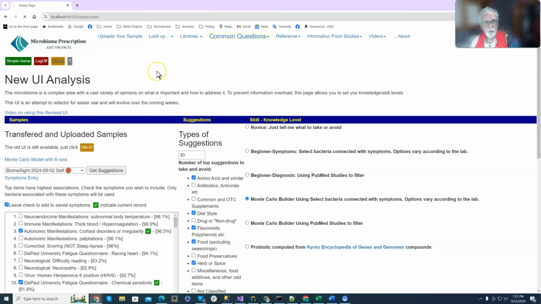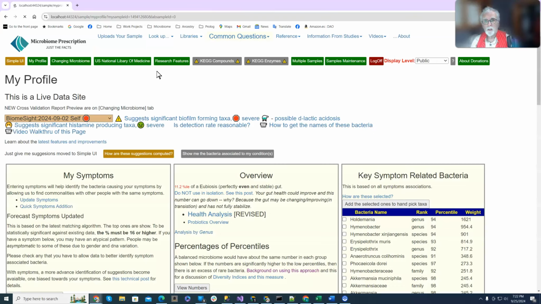Give it a second to do it. And we are talking about multiple samples here. We also have sample maintenance. If you need to or want to remove a sample, you can go to sample maintenance. Again, it's not part of the simple thing. It's part of what was there, which I'm trying to trim down to be less saturating. People complain about too much information. So we go in here.